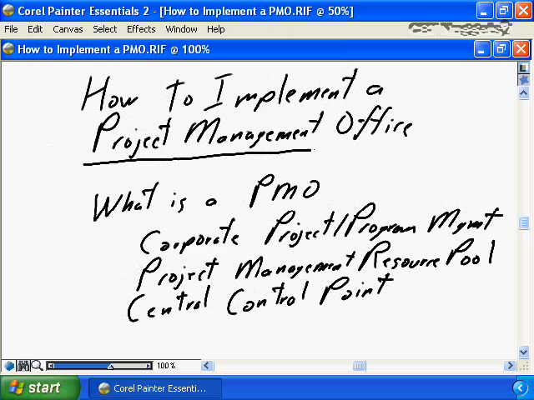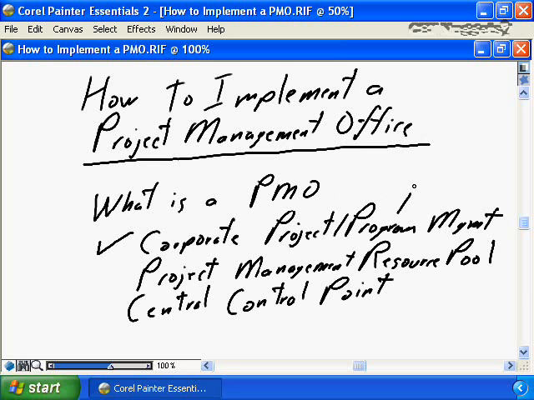This nugget was focused on how to implement a PMO, a project management office, in your organization. Really, the implementation of a PMO is going to depend on what the organization wants the PMO to accomplish. In this nugget, we discussed that there are three main functions, three main ways a PMO can service an organization. It can focus on providing a corporate project program management view. It can consolidate all project-based information and provide consolidated organizational project program views.